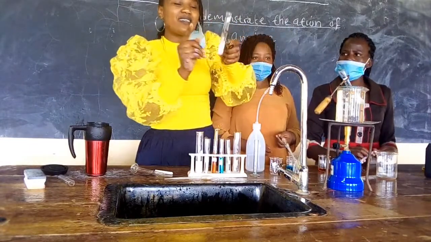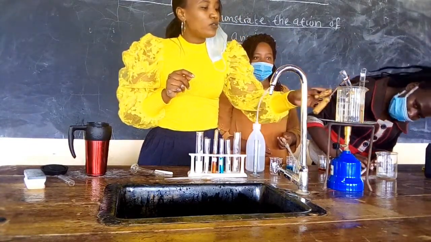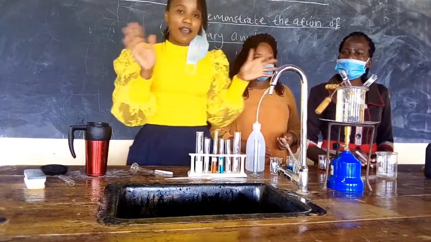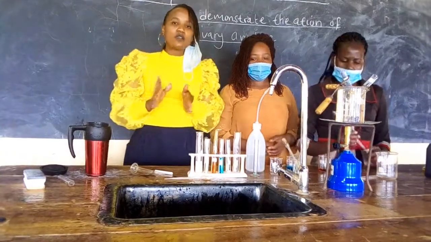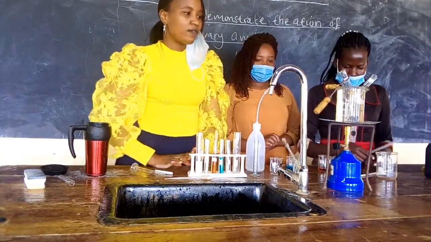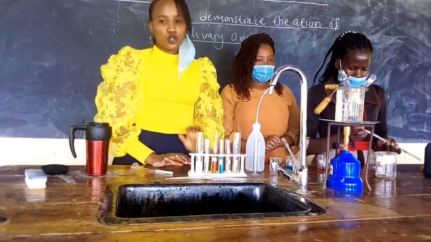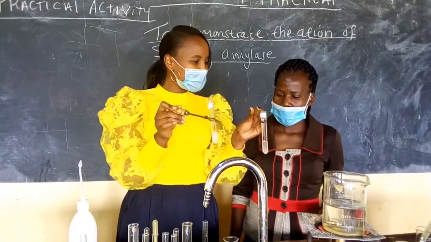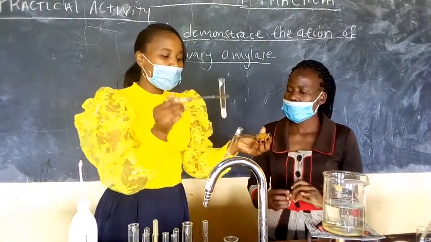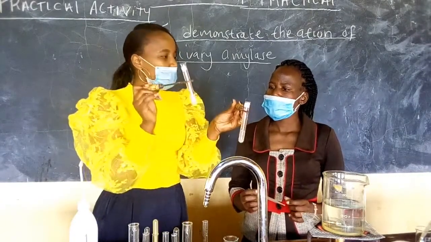So this one is acting as our control experiment. So we are leaving them to stand there for like 5 minutes. Then we start working on the food tests, and we are going to test for reducing sugar in both test tubes. We are going to add Benedict solution. We want to check whether the saliva we had put here is going to act on starch.